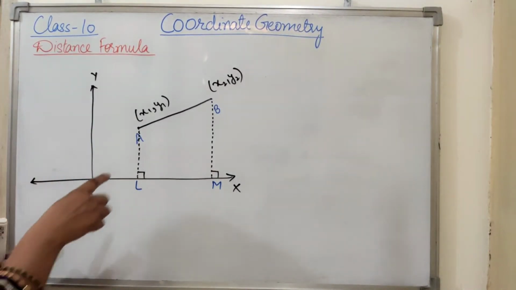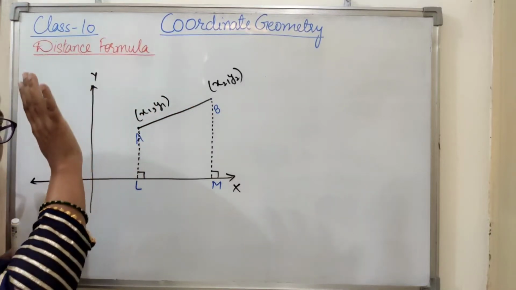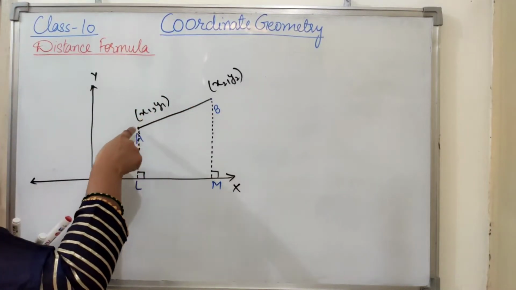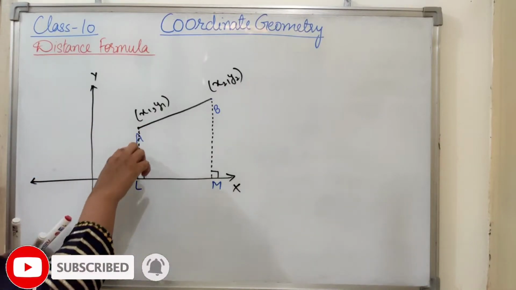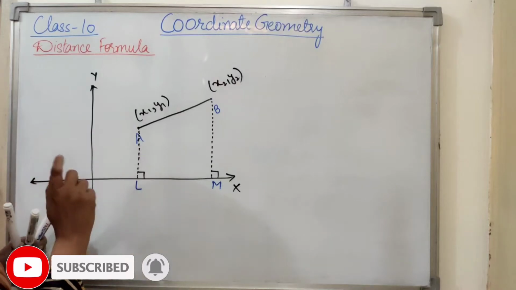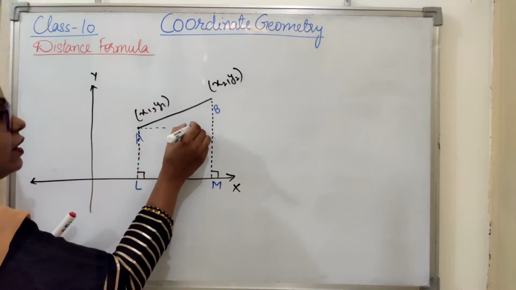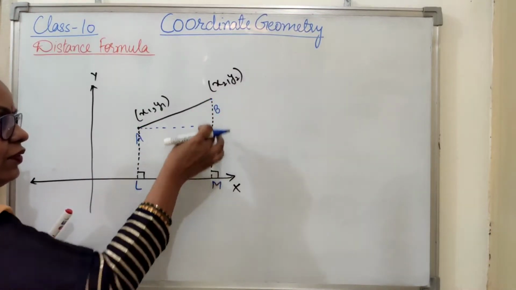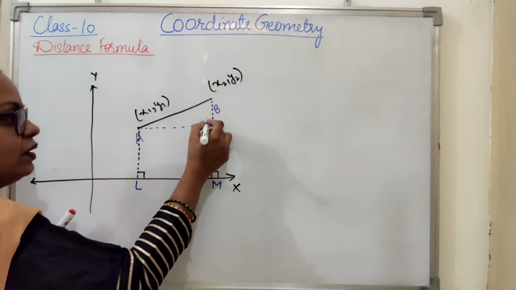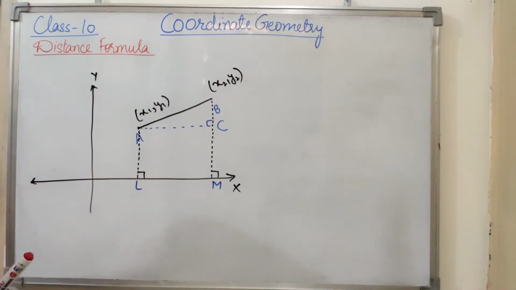Now I am interested in this distance. I don't know anything about it. I don't know the distance formula yet, right? So what will I do here? I dropped perpendiculars from these points on the x-axis. Now what will I do? I'm going to draw a perpendicular on this BM. So let's say this is C. Right? I hope this much is clear.